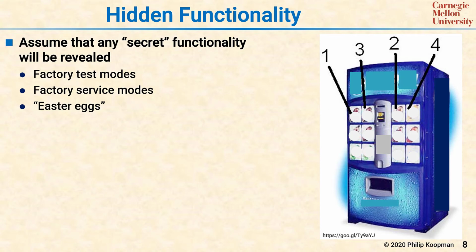Another common vulnerability in embedded systems is hidden functionality that is supposed to be a secret. You should assume that any secret functionality will be revealed. Special key sequences to get into factory test modes, factory service modes activated by a hidden switch, Easter egg features that are functionality that's not supposed to be there. You have to assume that people will figure out how to activate these things and they will exploit them.